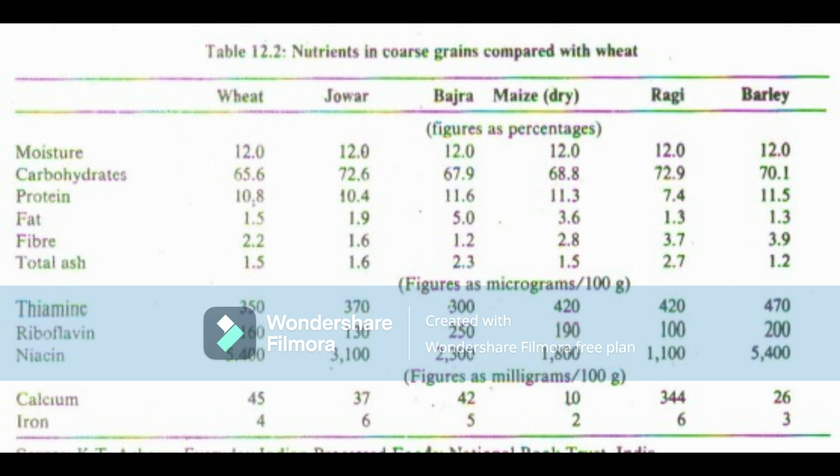Table 12.2 gives a comparison of nutrients in coarse grains and wheat. Table 12.2, Nutrients in coarse grains compared with wheat. Look at the screen for table content.